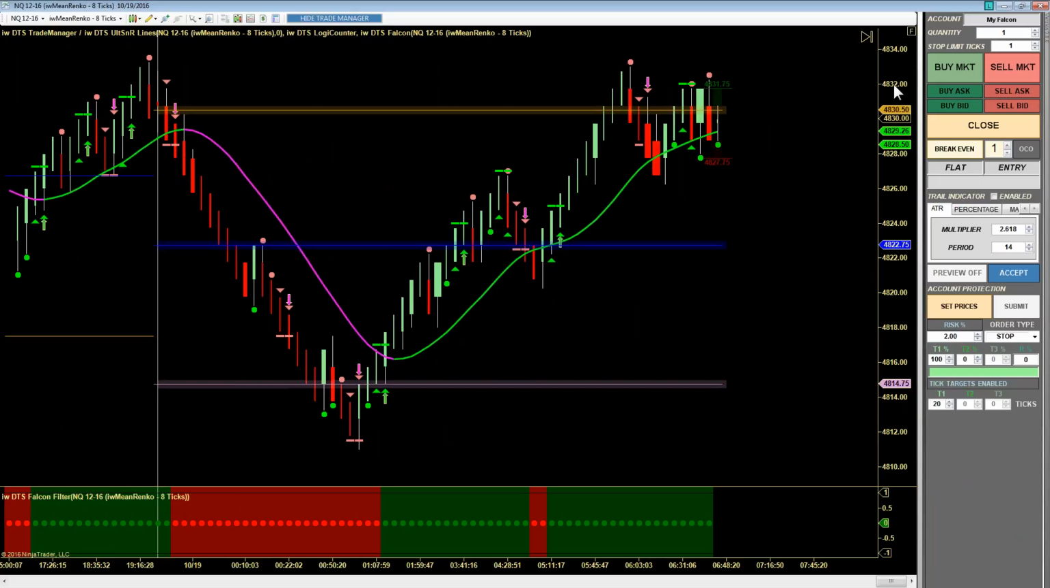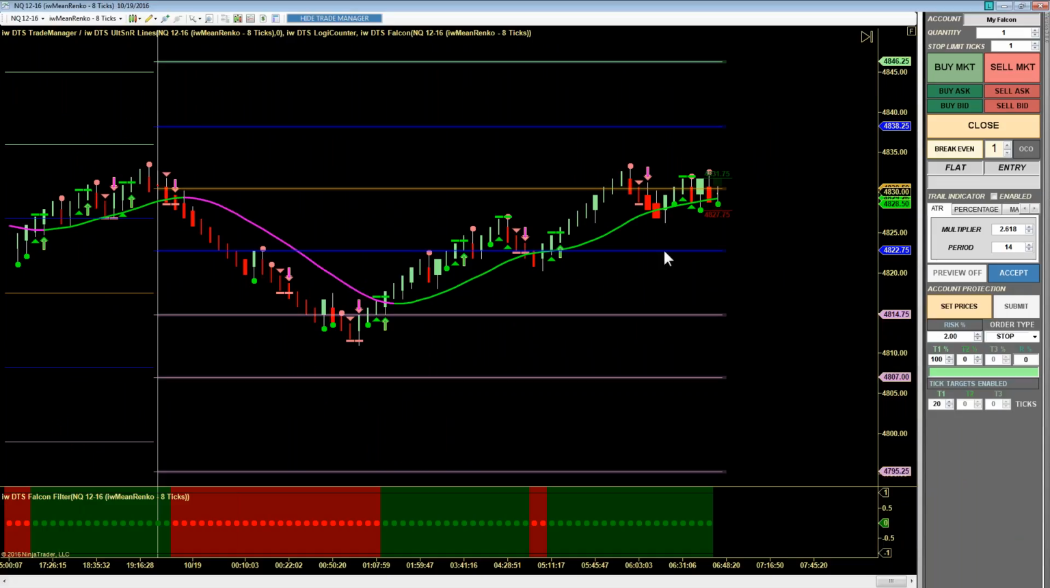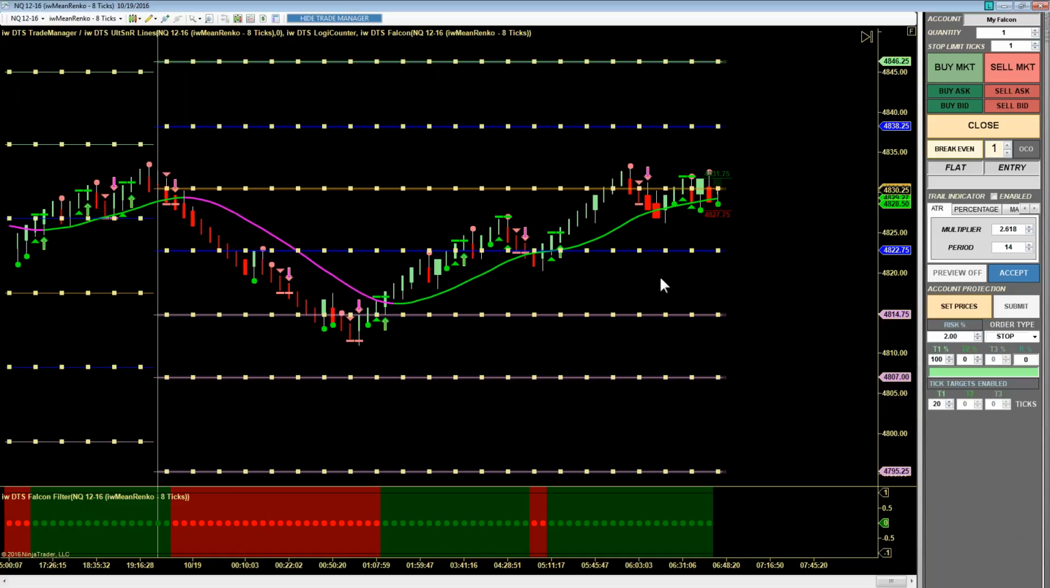Here, before I get into the Falcon too much, these lines that you see here, this is the ultimate support and resistance suite. And this is what we refer to as a system add-on. In other words, it's a standalone indicator. You can put it on any chart you want. Does not need to be a DTS chart.